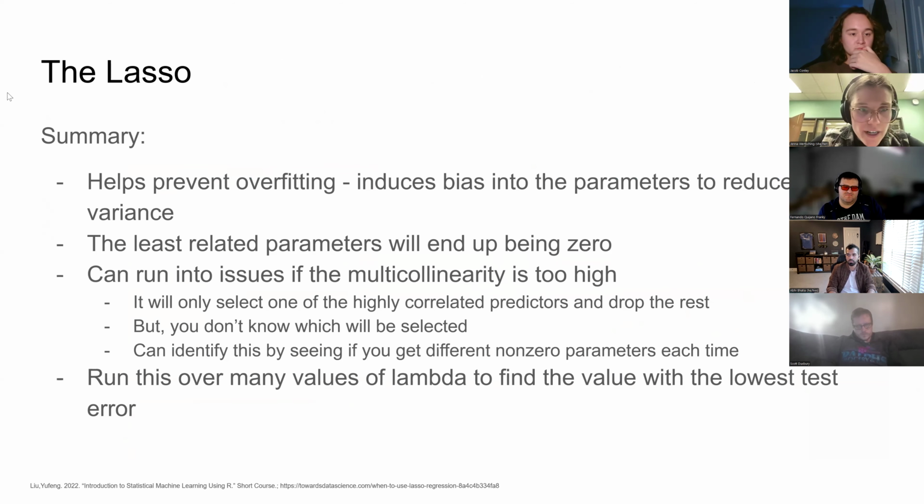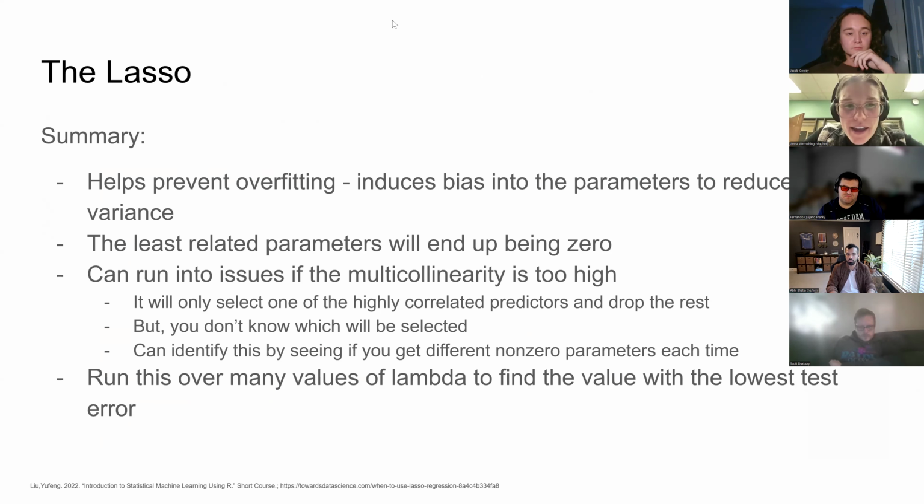So as a summary, overall, the goal of the lasso is to prevent overfitting. So what we're doing is we're actually inducing bias into the parameters. So we're making them not quite as exact as we possibly could, but we're trying to reduce the variance of the parameters across different training data sets. And so throughout this process, the least related parameters will end up being 0.